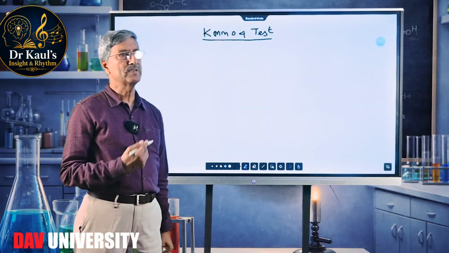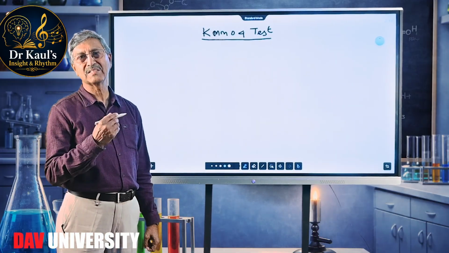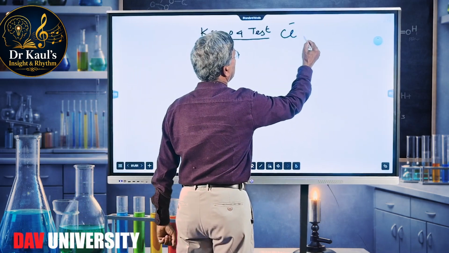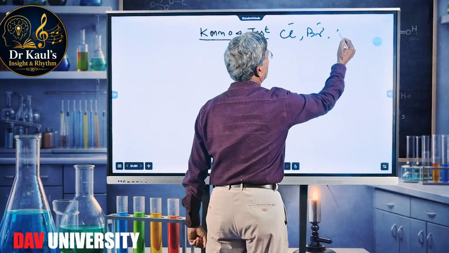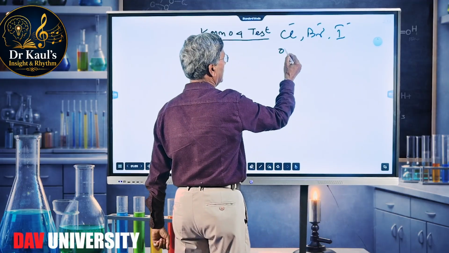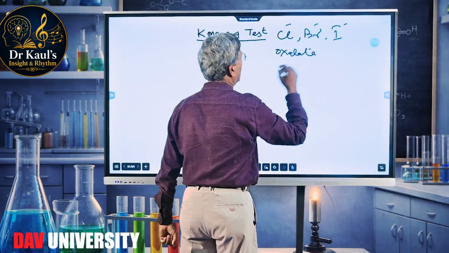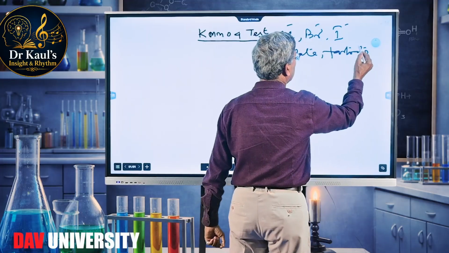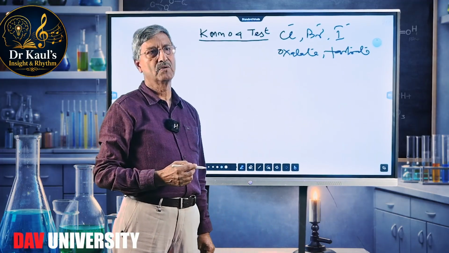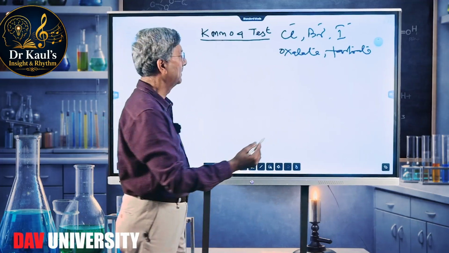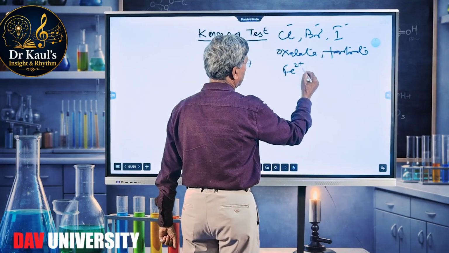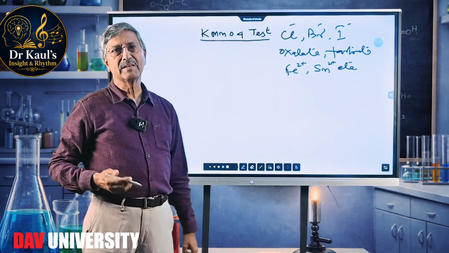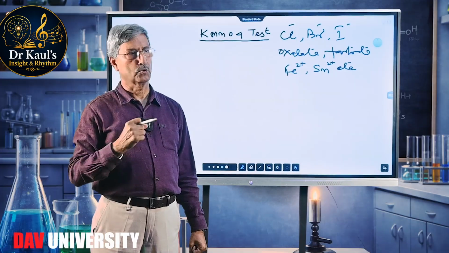Usually, the radicals about which we get information with this test are chloride, bromide, iodide, oxalate, tartrate, and some basic radicals which have oxidizable cations, for example Fe2+, Sn2+, etc. So regarding these radicals, we get some indication with the KMnO₄ test also.